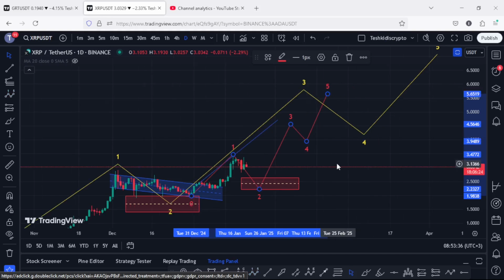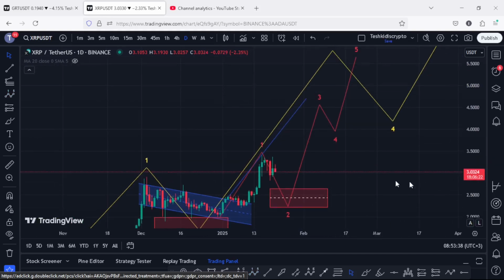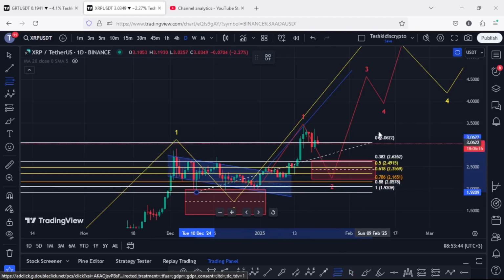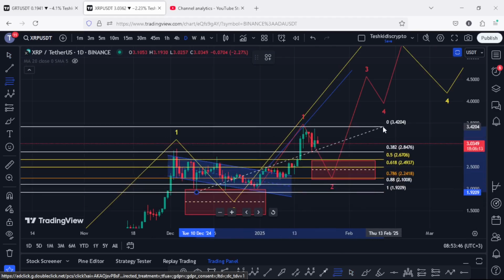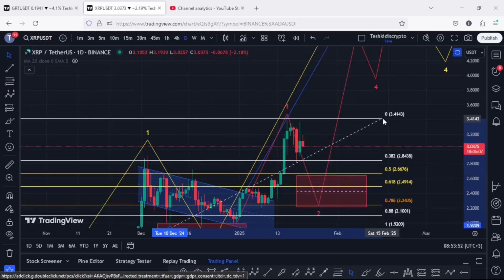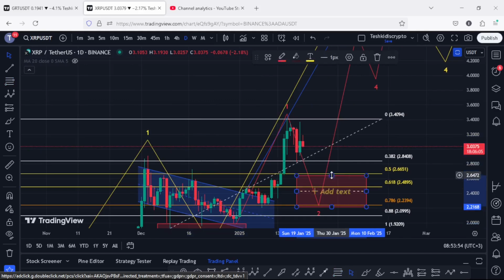The minimum pullback target areas for the second wave can be given by connecting the fibs from the lows that we made down here to that high above the 3.4, and on so doing our target area for that second wave should lie between the fib level 0.382 and the fib level 0.78 as a maximum, and that is between the 2.84 and the 2.2394.